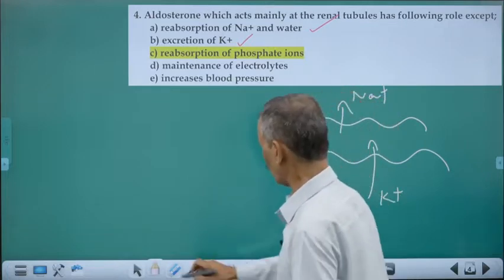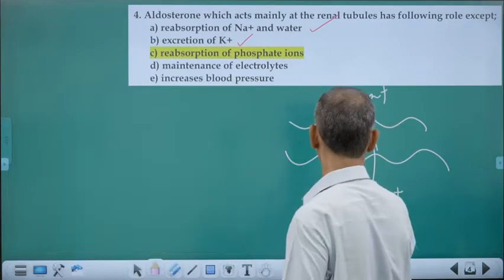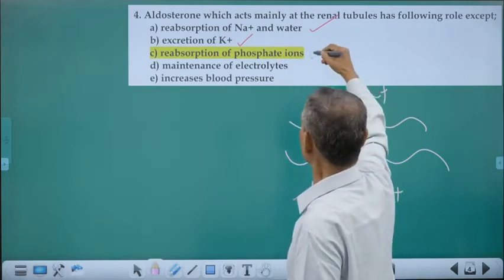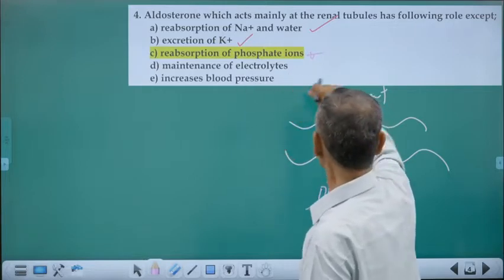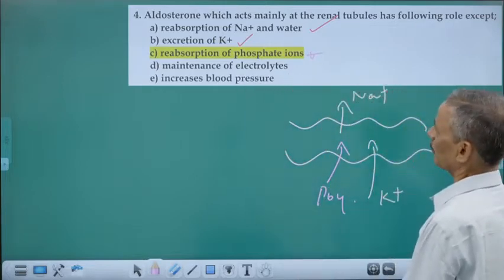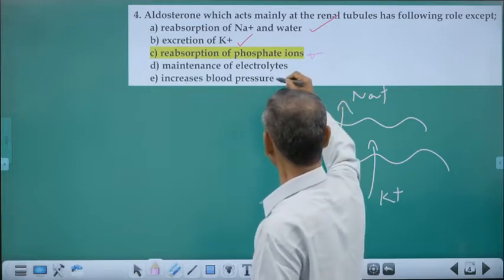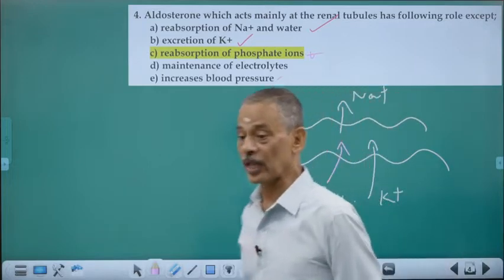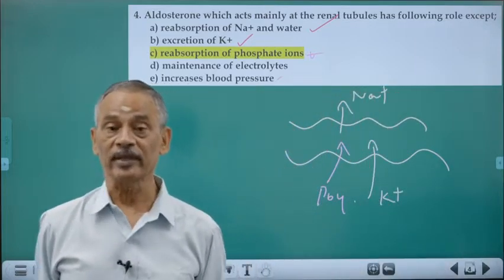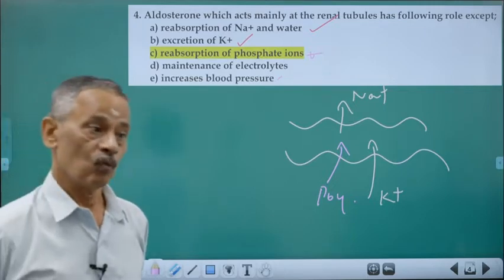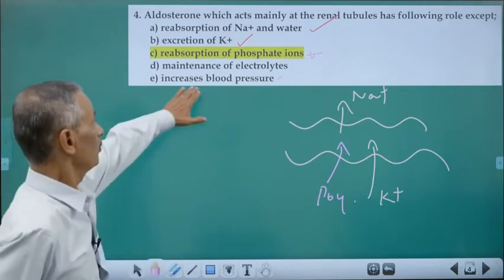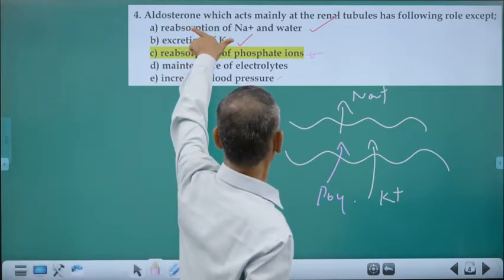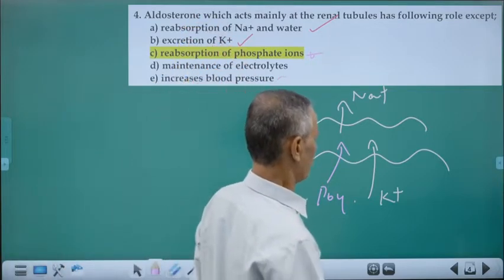Reabsorption of phosphate. No, phosphates are all released. It is not reabsorption, release. So that is wrong. Maintenance of electrolytes, sodium potassium balance, thereby it is also increase in the blood pressure. When there is more sodium, that will be increasing the osmolarity of the blood, so that water absorbing capacity of the blood is increasing. So blood volume will be also, thereby blood pressure is also increasing. So they are all applicable for aldosterone, whereas C is not applicable.